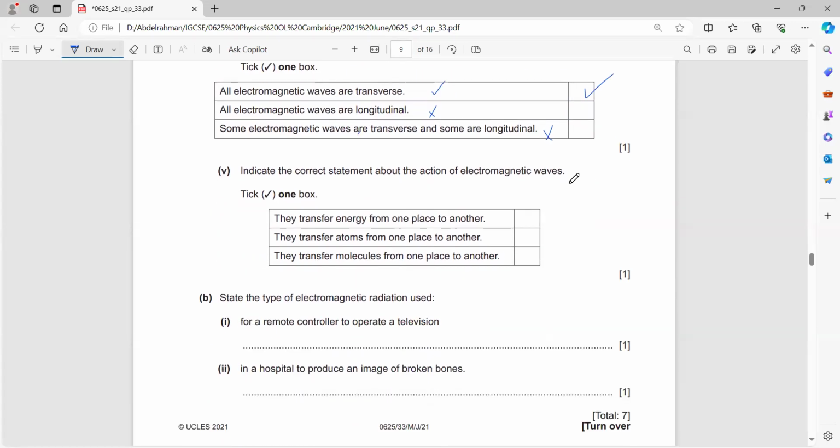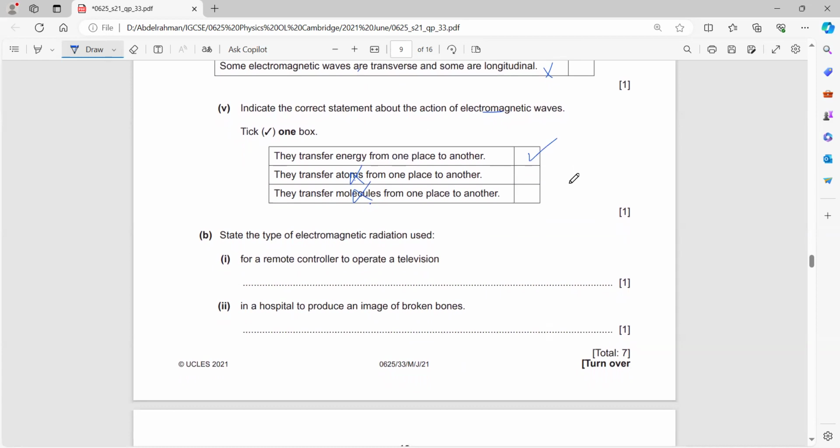Again, indicate the correct statement about electromagnetic waves. They transfer energy from one place to another. Atoms, molecules? No guys, we always say that they only transfer energy. They never transfer atoms, particles or molecules. They only transfer energy. This is the definition of a wave: it transfers energy without transferring molecules.